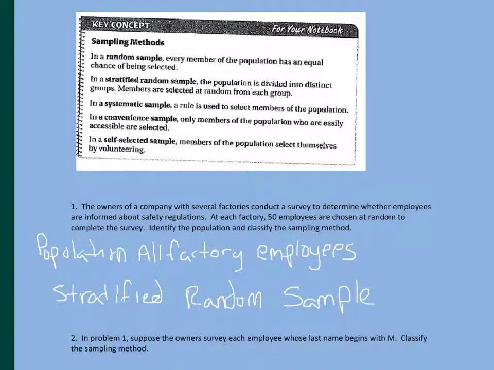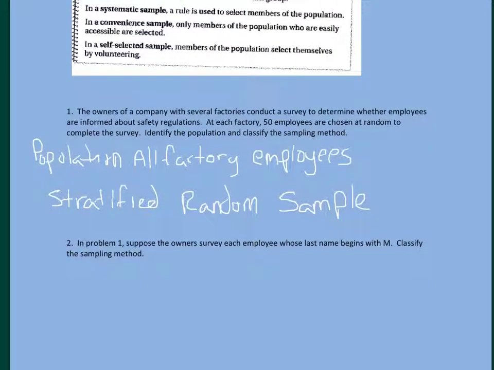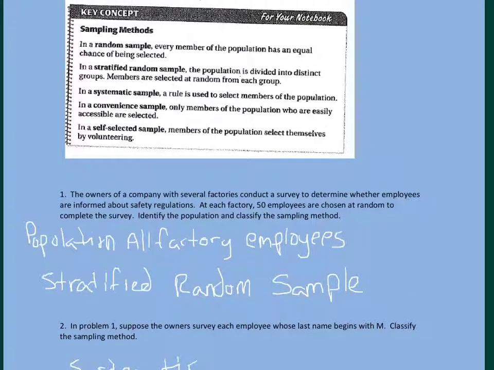Okay, so let's try another one here. In problem 1, suppose the owners of the survey, each employee whose last name begins with M, classify the sampling method. Last name begins with M, that's like a rule. So look up, it's still there. See how it says systematic, a rule? So that would be systematic. So you need to be able to have copied down this list and know them, and then be able to identify them for future ones, okay?